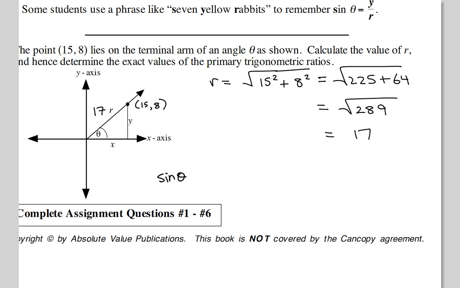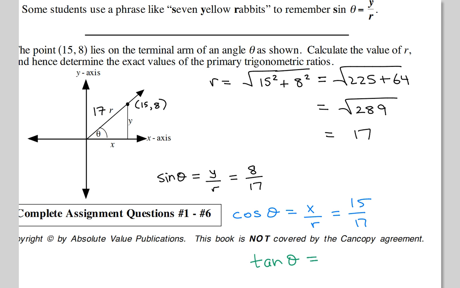So sine theta will be the y over the r, so it's going to be 8 over 17. Cos theta is going to be the x over the r, which in this case is 15 over 17. And then tangent, the crazy brother or the crazy uncle off on a tangent, is your y over x, your 8 over 15.